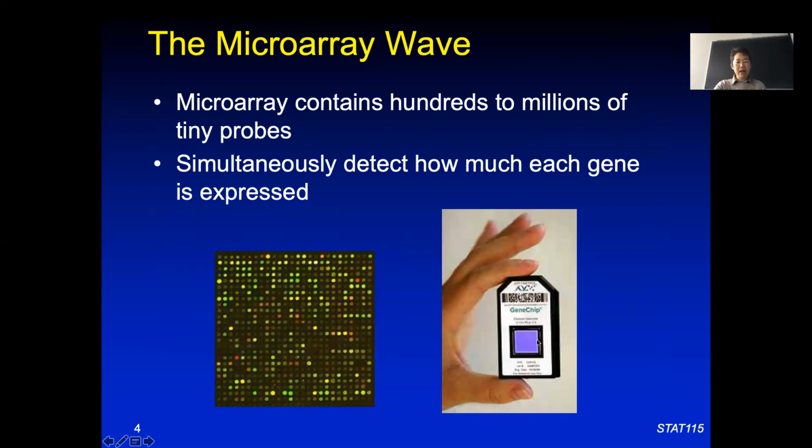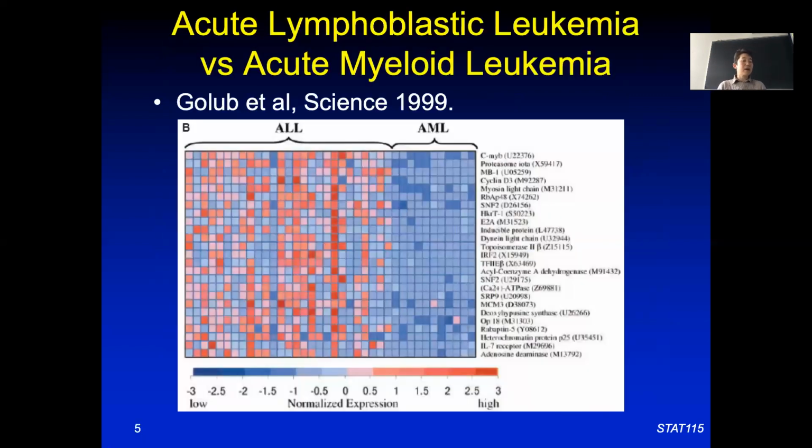You have this array, which is about 1 centimeter square with millions of probes on it, and you can simultaneously detect all the genes in the genome for an organism. When the array was first invented, it cost like $1,000 to $2,000, very expensive. But gradually, people started to do experiments like this.